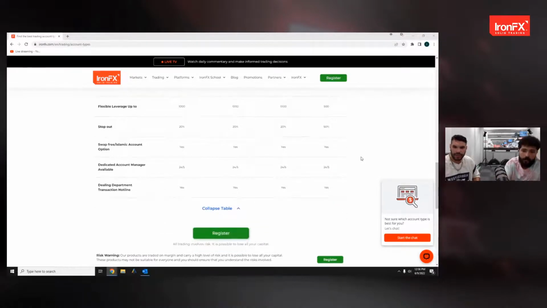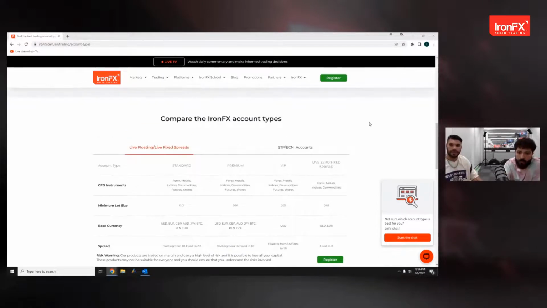And the rest, as you can see, you can always have this account even as an Islamic account, if that's an option. You have your account manager there 24/7, which is very important, and the dealing transaction department. So this is basically the four accounts that the company IronFX provides as the live floating and live fixed spread accounts.